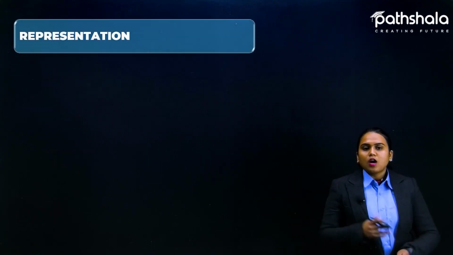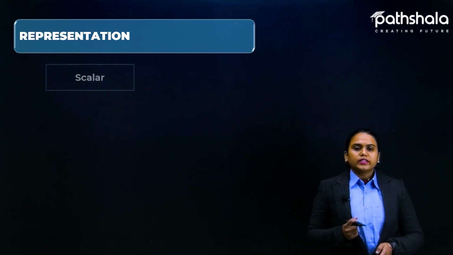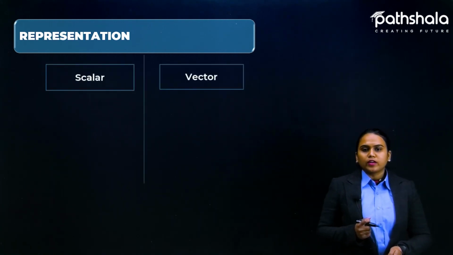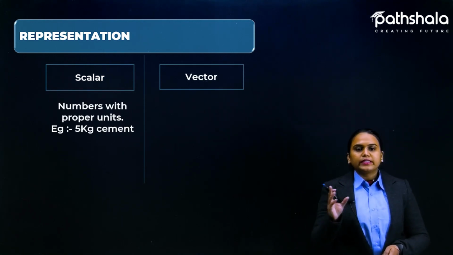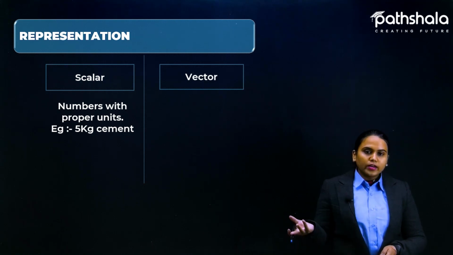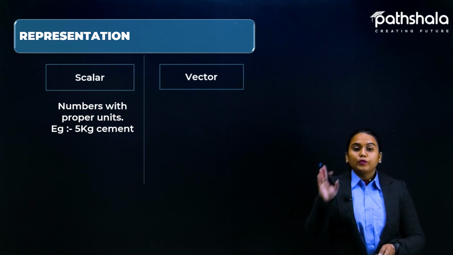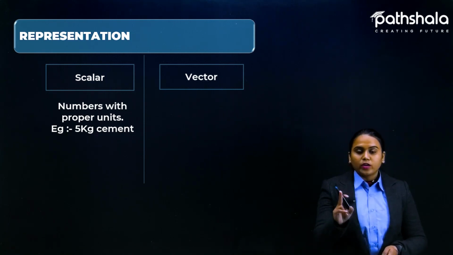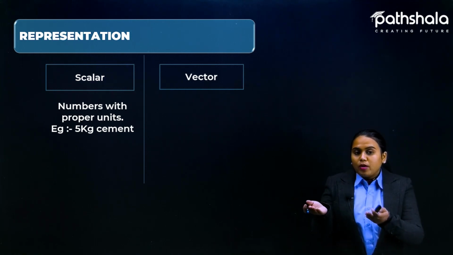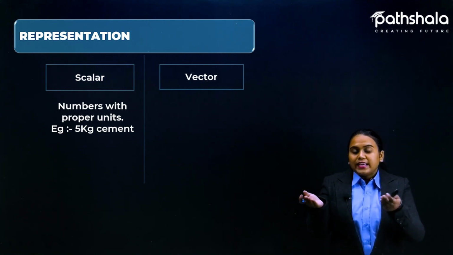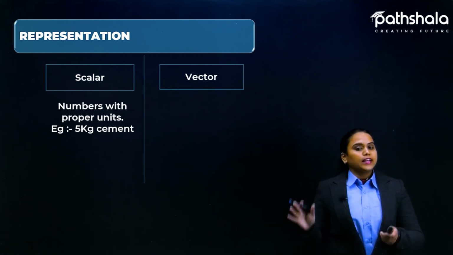Now how can we represent all these scalar and vector quantities? Here is a differentiation between scalar and vector quantity. A scalar quantity is a number with the proper unit, like 5 kg cement. Only mass is given here, not weight. Weight is a vector quantity because direction is also included, the downward direction. But if we are only talking about the amount of content in an object, that is known as mass, and that is a scalar quantity.